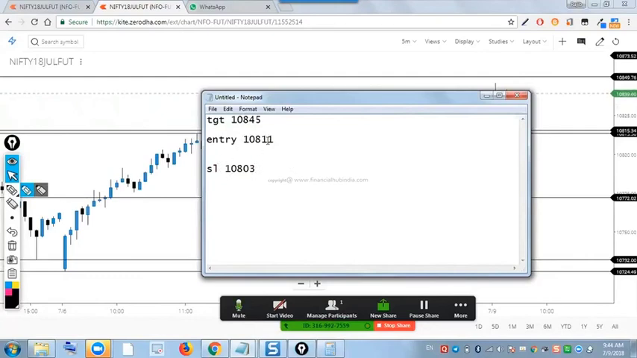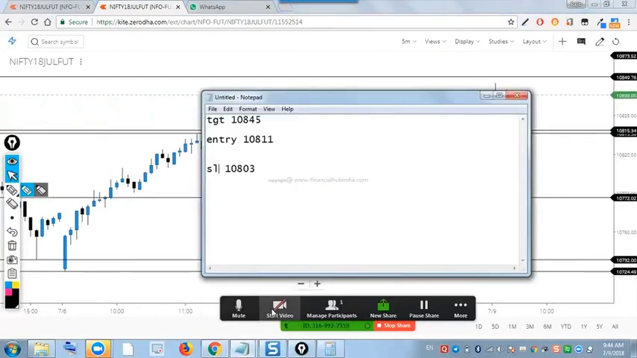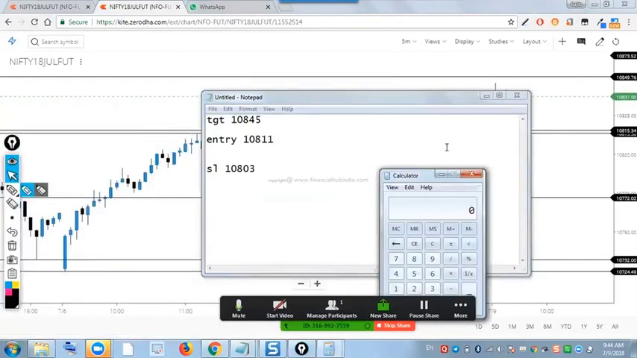So here, how much is the difference? How do I define the entry in an easy way? I define the target first of all, and I define the stop loss first of all, which cannot be changed, which cannot be adjusted. Then go to take your calculator and take out the difference.